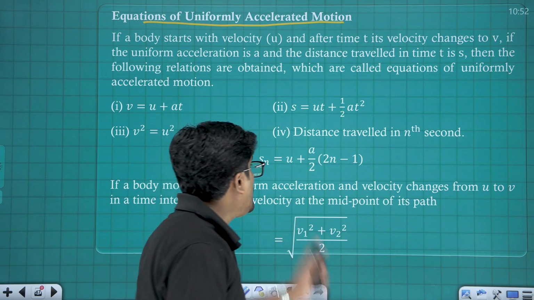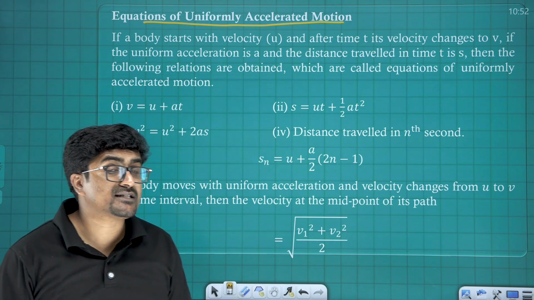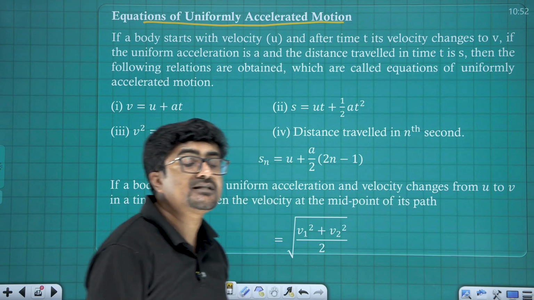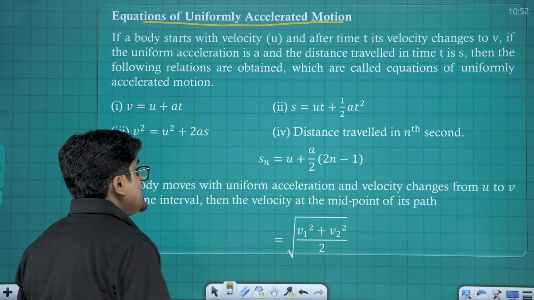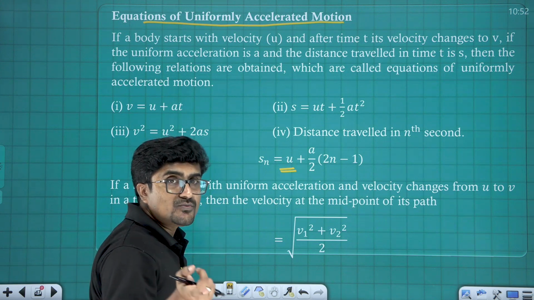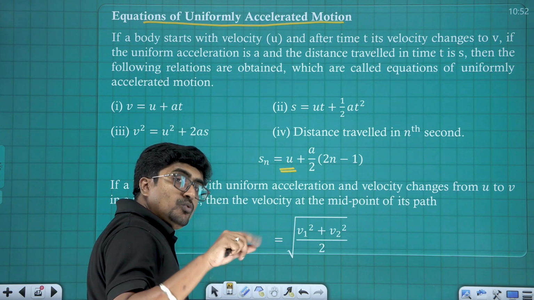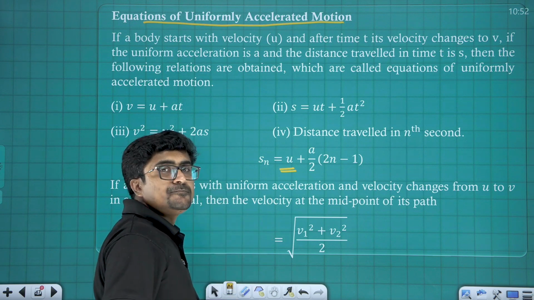And if the body is having initial velocity u and a as the acceleration, then the distance traveled in the nth second, I repeat, distance traveled in the nth second is s is equal to u plus a by 2 into (2n minus 1). I repeat, s is equal to u plus a by 2 into (2n minus 1).